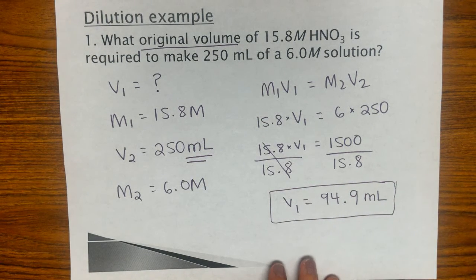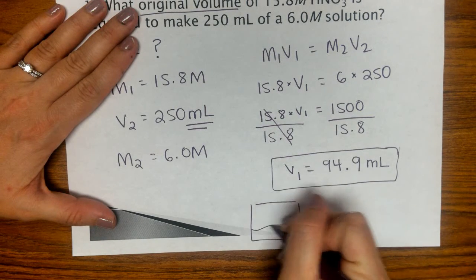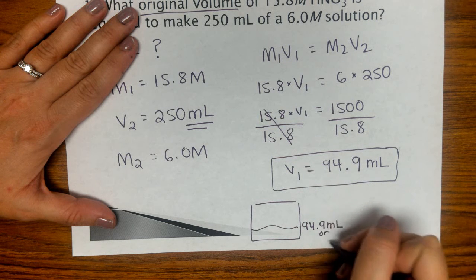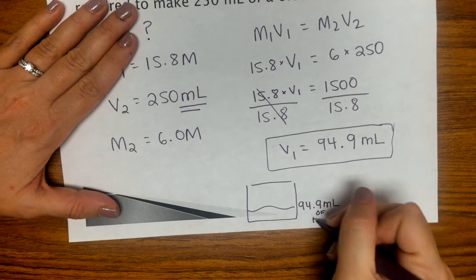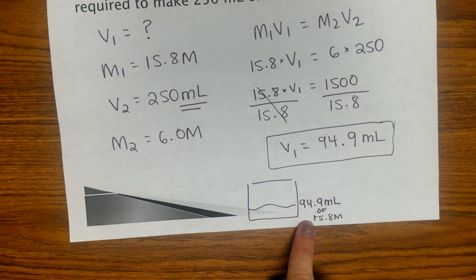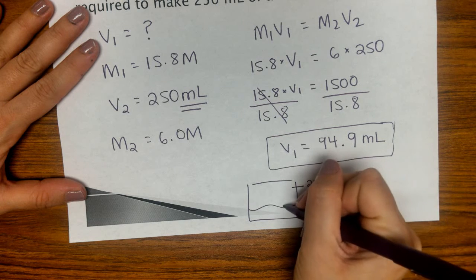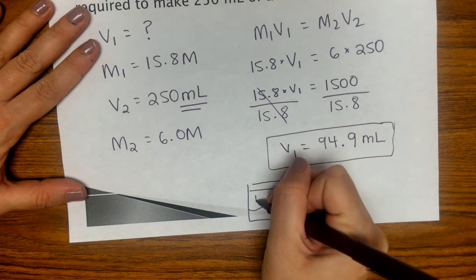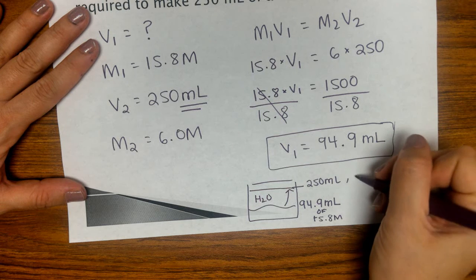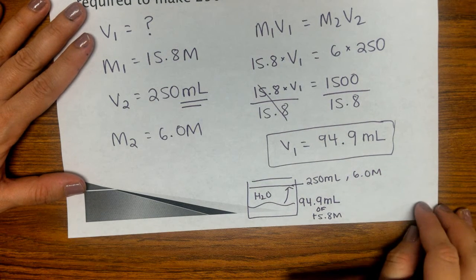And so what this means when it comes to making a solution is you have a beaker, you would put 94.9 milliliters of the 15.8 molarity into it. Well, I wouldn't use a beaker. I would use like a flask. And then I'm going to add water until it gets to 250 milliliters. So add a bunch of water until it's up here. And then now it's going to be 250 milliliters, and the molarity is 6.0. So it's no longer 15.8. And that's how you dilute.